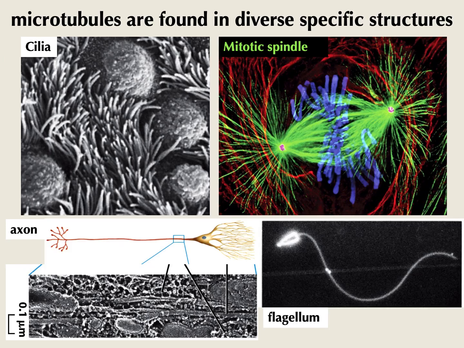There's one thing special, and I'm not going to talk a whole lot about that in this course: microtubules tend to be the underlying cytoskeletal architecture for very specialized structures or even specialized cells. So here are a few examples you may be familiar with.